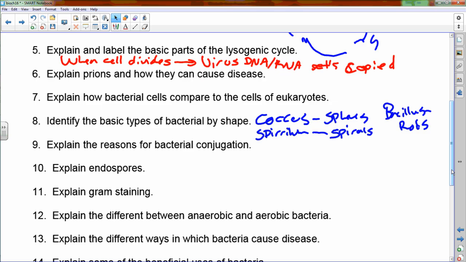So you've got 3 different types of bacterial shapes, and the virus shapes are different. You have to know the differences between those. If I show you a bacterial cell, don't call it a polyhedral, because those are viruses. Polyhedral do not look like any type of bacteria.